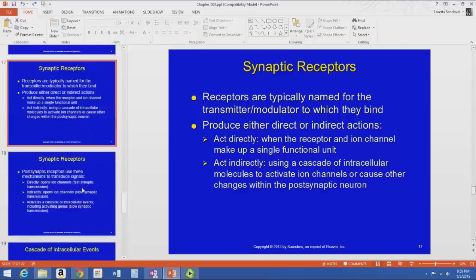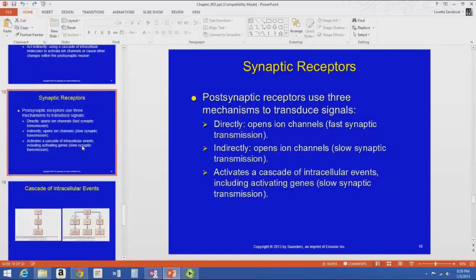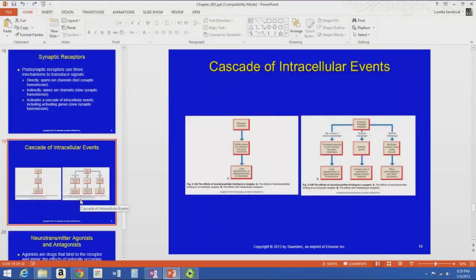Okay, so this is really the same thing, just as a review. Postsynaptic receptors either directly open ion channels, that's fast. They indirectly open ion channels by using that second messenger system, or they activate a cascade of intracellular events, whatever those events might be. Okay, so there are a million little charts and examples and diagrams in chapter 3 that we are not going to go over.